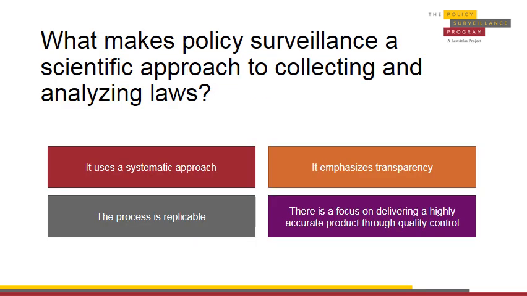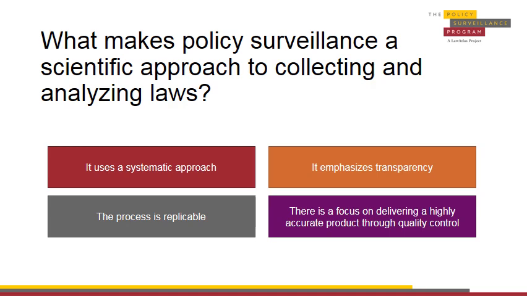What makes policy surveillance a scientific approach to collecting and analyzing laws? First, it uses a systematic approach, following a specific process. Second, it emphasizes transparency, because policy surveillance projects always include the raw data that was collected, as well as a description of the methodology that was used in each specific project, in the form of a research protocol. These two aspects of policy surveillance make the methodology replicable, because any individual or group can follow our process and project methodology to attempt to replicate the results of a policy surveillance project.